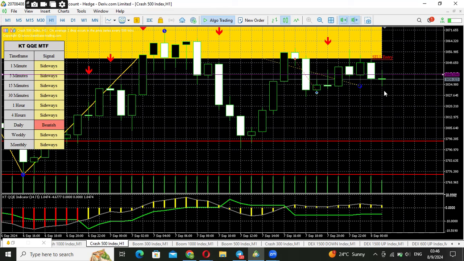So in a nutshell, I think there's a selling momentum on Crash 500. As you can see, we've been given a signal, which is saying a sell entry on a bigger time frame. So the market is most likely to move a bit downward. So you should respect certain areas. In a nutshell, Crash 500 can sell to this, which should be your TP1.